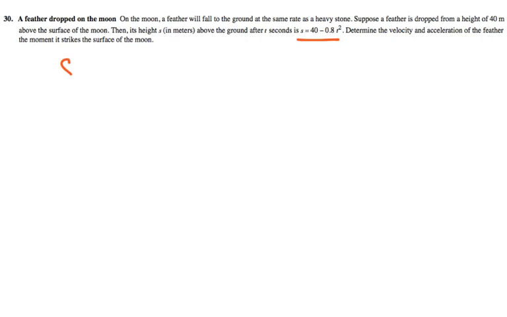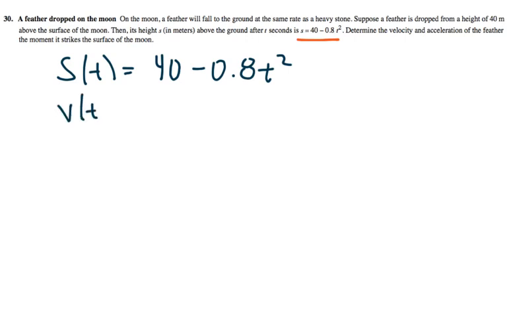Here's our position function, and it's a function of time. Time is changing, and position is changing based on time. As time goes on, the height is going to be less than 40. That's why we're subtracting off 0.8t squared. So the first thing I'm going to do is compute v of t and a of t, and then I will solve for what I need to solve for.